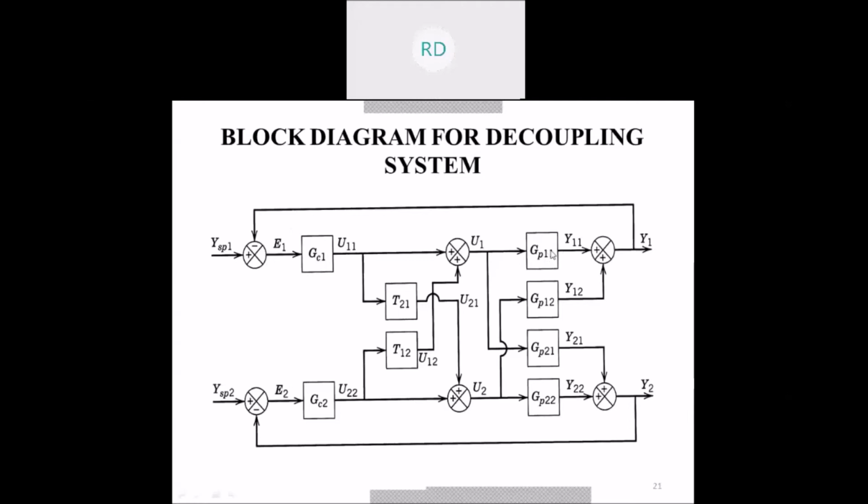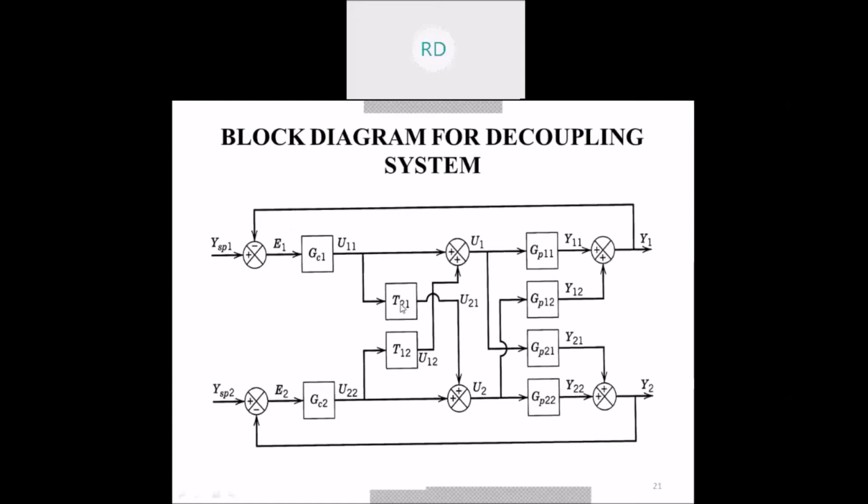So we have to connect the process to the output, and the input is taken from u1. So GP11, similarly GP12. If you are seeing this arrow, 1 means output. So we have to connect the process to the output y1, and 2 is nothing but input. From u2 we are taking the input to the process, which is given to y1. Similarly GP21, GP22, and the decoupler also, D21, T21.